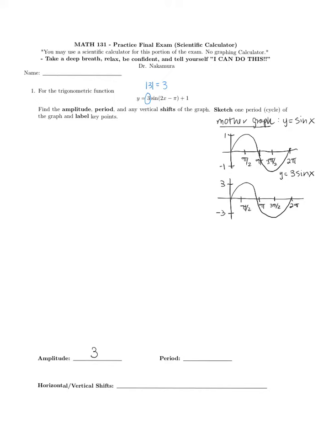Okay, now to determine the period, what you should do is put the argument of sine, which is 2x minus pi, between 0 to 2 pi. Then solve for x. To solve for x, we need to add pi to both sides. And then we need to multiply everything by a half.